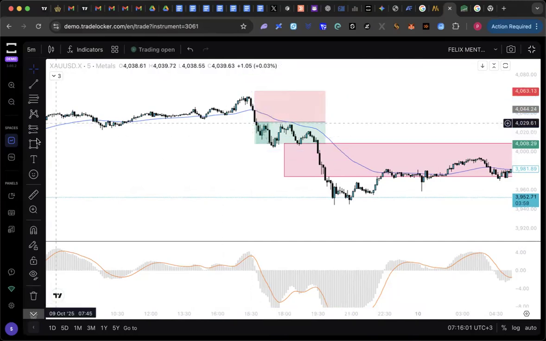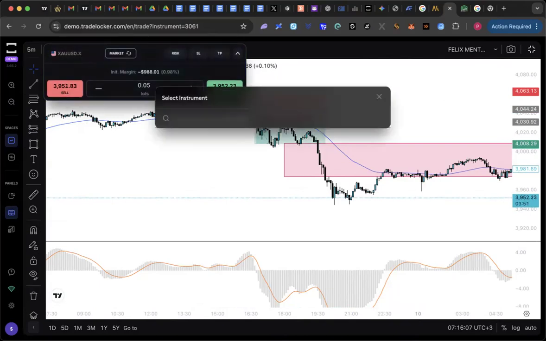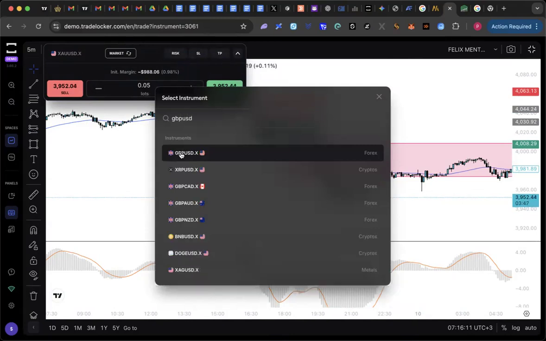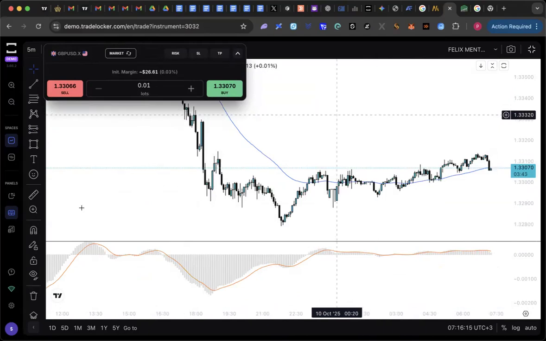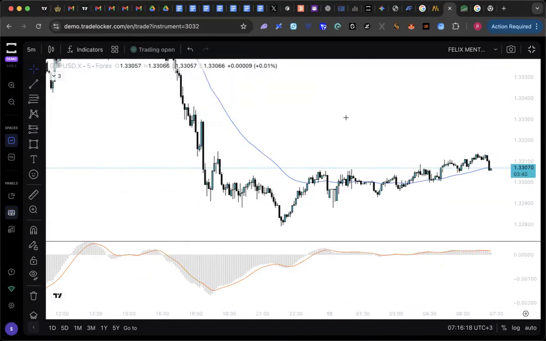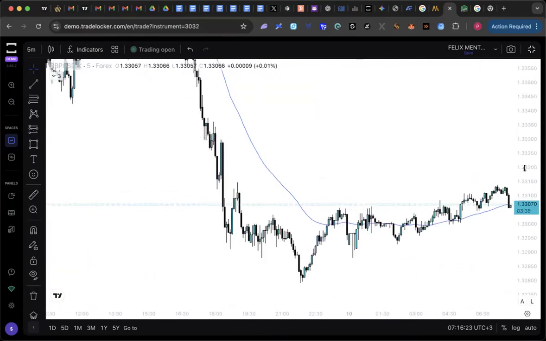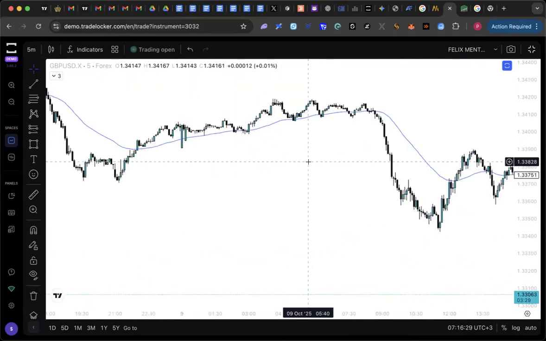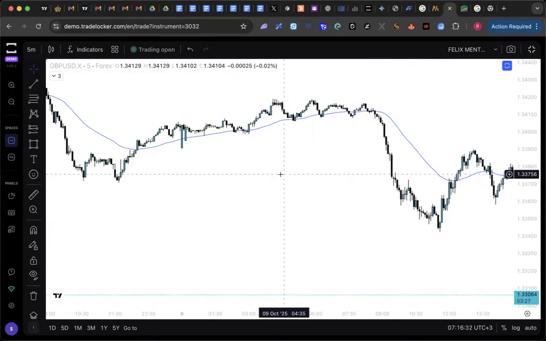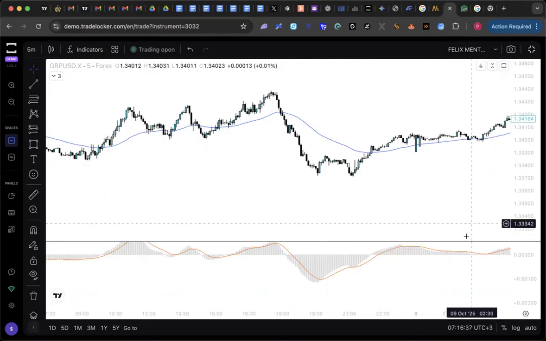Now, if it's another instrument, perhaps let's look at GBP USD.